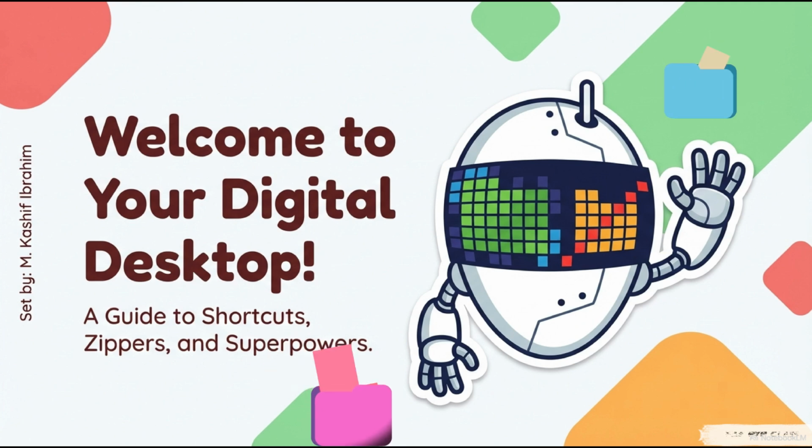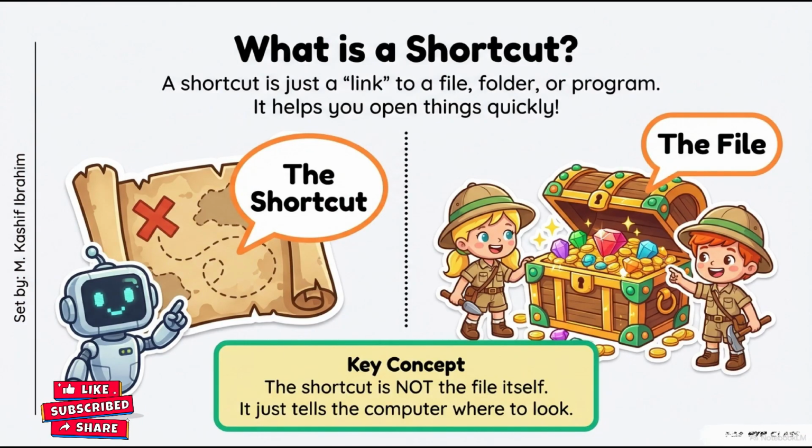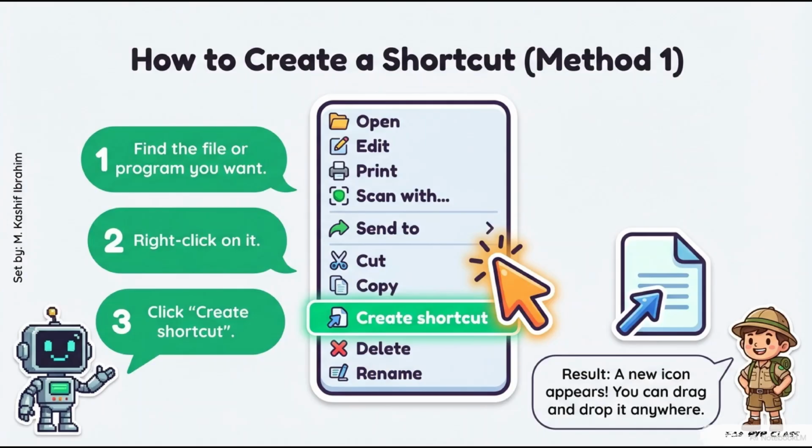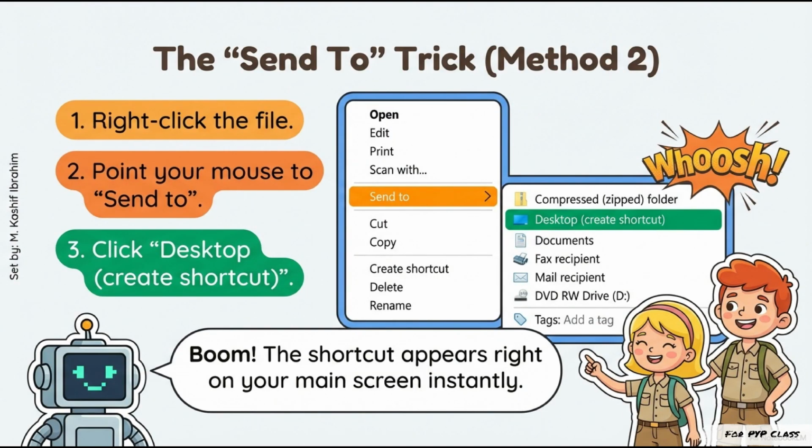All right, let's dive right in with your very first superpower, the shortcut. Think of it as your secret weapon for getting to your most important stuff in a flash. I just love this analogy. Think of your actual file, the real thing, as a hidden treasure chest. A shortcut, well, that's not the treasure itself. It's the treasure map. It just points the way, telling your computer exactly where to go to find the real file. It's just a link, not the file itself.